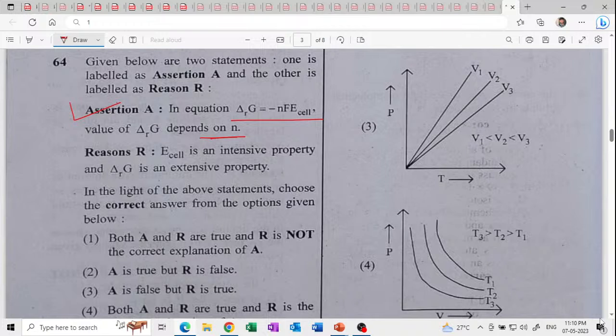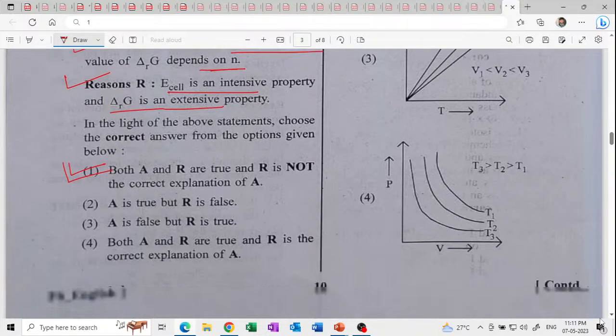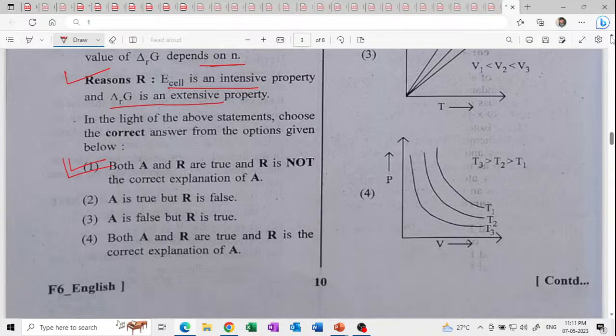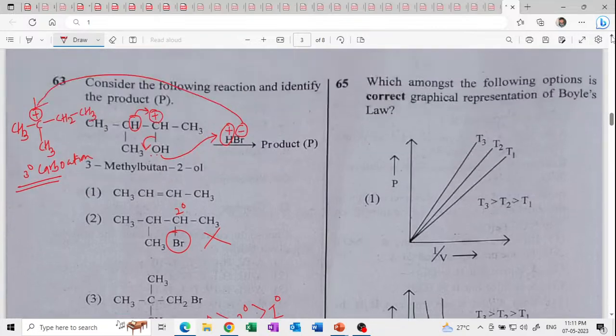This is a question from electrochemistry. E cell is an intensive property. Correct, it is an intensive property. And R, delta G is an extensive property. Yes, it is correct. But this is not a correct explanation of the assertion A. So option number 1 is correct. Both A and R are true, but R is not the correct explanation of A. E cell is an intensive property, delta G is an extensive property, but this is not a reason to explain that delta G depends on n. Get it? n is the number of electrons transferred in the half cell reaction. And this question is straight from the NCERT.